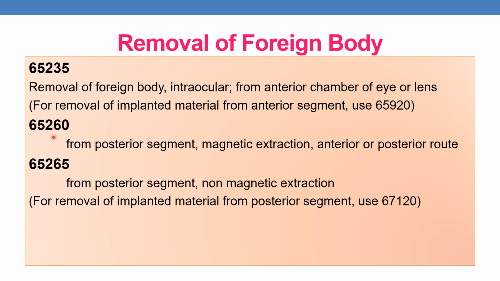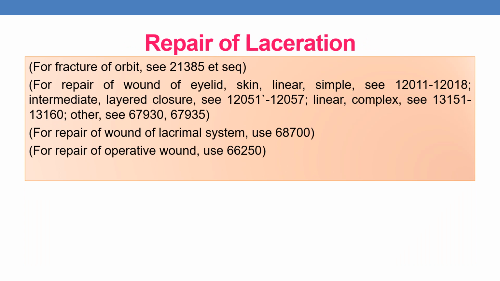The next CPT is 65260. Removal of foreign body intraocular from posterior segment, magnetic extraction, anterior or posterior route. The next is 65265. Removal of foreign body intraocular from posterior segment, non-magnetic extraction. And for removal of implanted material from posterior segment, you need to see 67120. The next topic is repair of laceration.